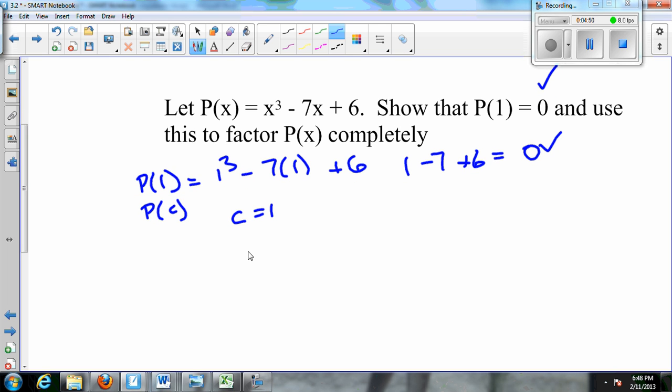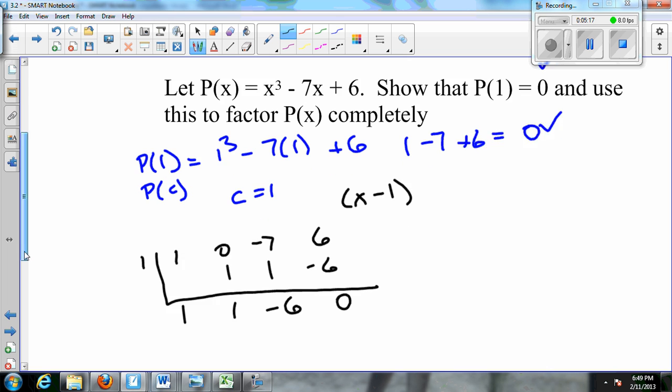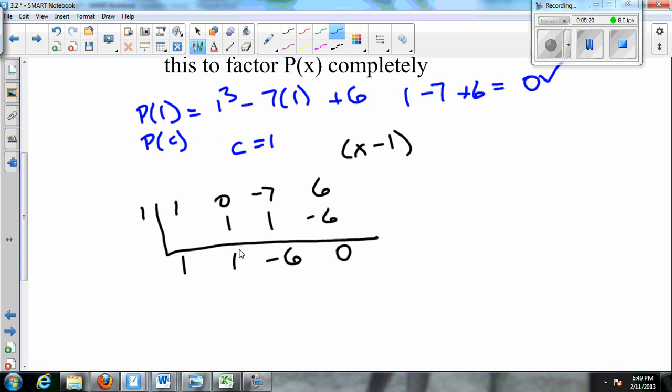So now we can set up one factor, x minus 1, and use synthetic division to find the rest. 1, 0, negative 7, 6 for the coefficients. Fill it in. All right, so that leads us to x squared plus x minus 6.